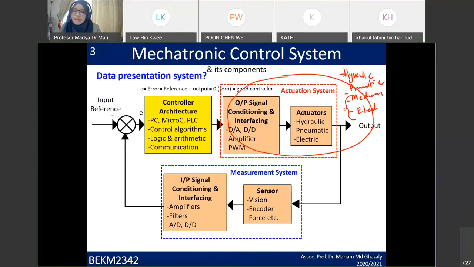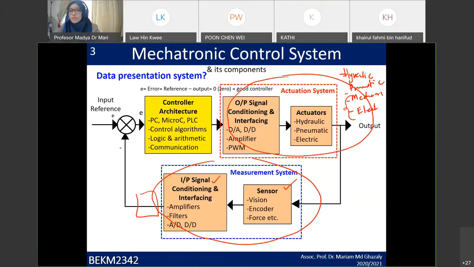And before the actuation system, what you have learned also is the measurement system. You have learned about signal conditioning, then types of sensors, then data presentation, meaning how to plot the data. You may want to have a display when you collect data, so you need to have a graph and so on.